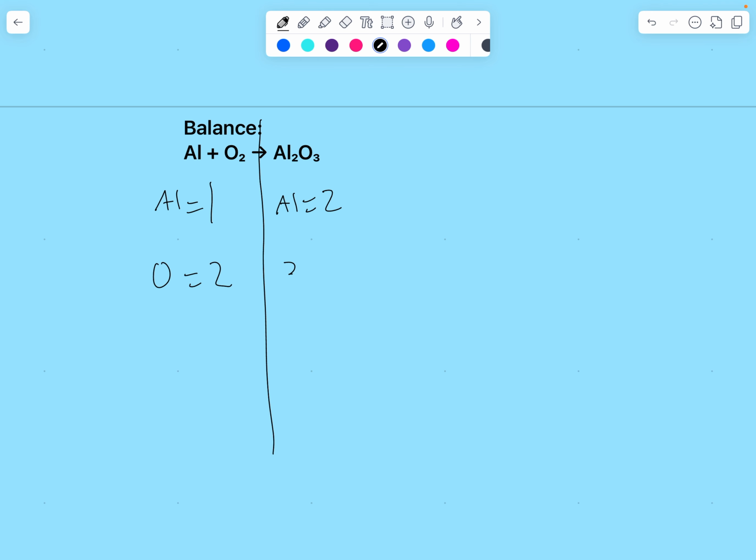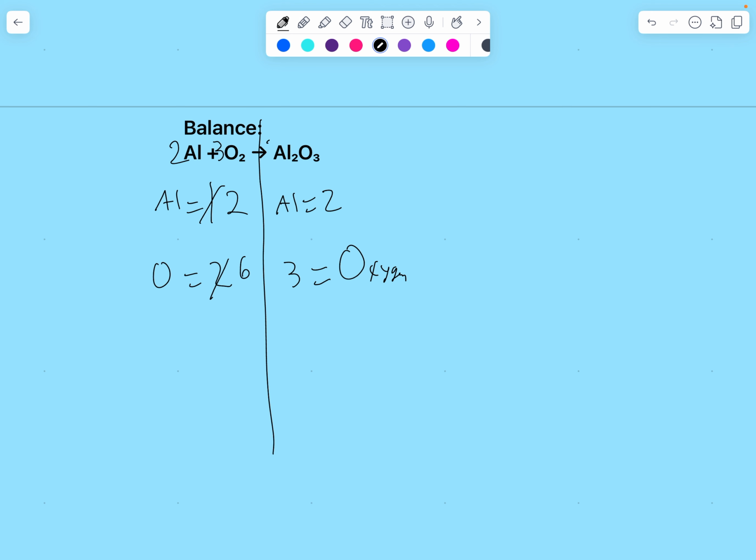You got 3 oxygens. Okay, so let's balance out aluminum. Put a 2 right here. Great, balanced. Now oxygens are not though. So what I'm gonna do is ask myself, okay, well I know 2 times 3 is 6, so why don't I put a 3 right there in front of the O2? So then I get 3 times 2, which is 6 oxygen, right?